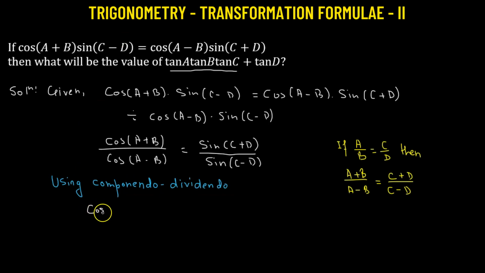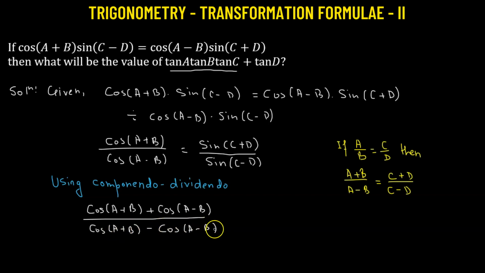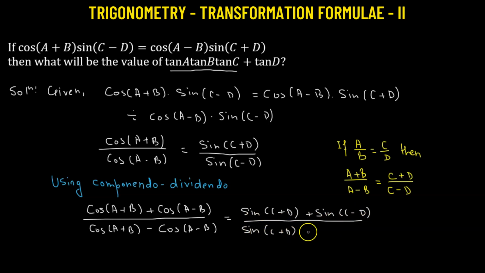We have cosine of angle (a plus b). We're going to add to it cosine of angle (a minus b) in the numerator. Then in the denominator, we're going to take cosine of (a plus b) and from it subtract cosine of (a minus b). We have to do the same thing to the right hand side as well. So we'll take sine of angle (c plus d), add sine of angle (c minus d), whole divided by sine of angle (c plus d) minus sine of angle (c minus d).